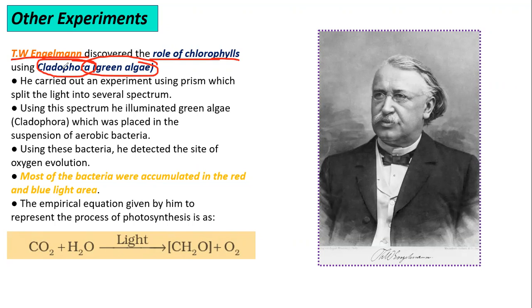That was question number 1. For question number 2, they can twist you by asking a different question. You will study that his experimental material was Cladophora. But the question coming in the NEET exam will be like: the experimental material that T.W. Engelmann used to prove the role of chlorophylls in photosynthesis was option A, green algae, option B, red algae, option C, brown algae, option D, reddish brown algae. You have to choose Cladophora, and understand that Cladophora is a green algae.